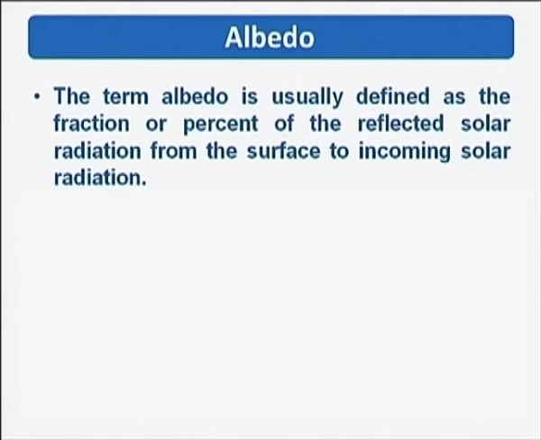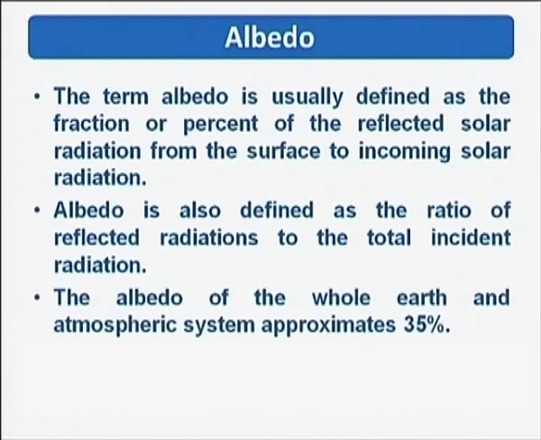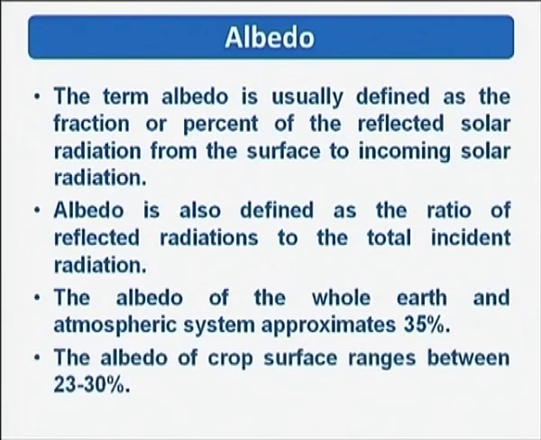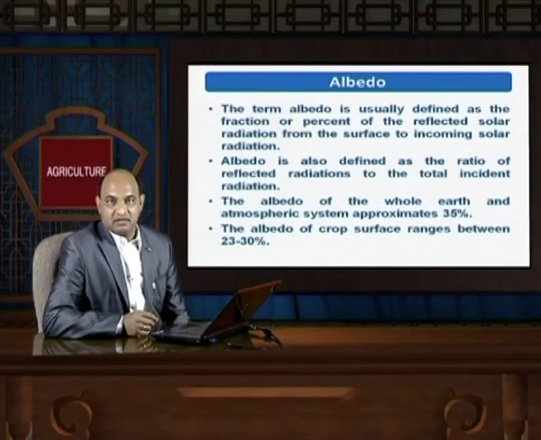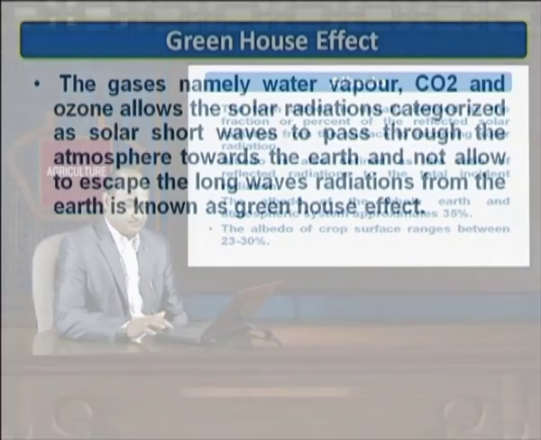Now next is the albedo. The term albedo is usually defined as the fraction or percent of the reflected solar radiation from the surface to incoming solar radiation. So albedo is defined as the ratio of reflected radiation to the total incident radiation. The albedo of the whole Earth and atmospheric system approximates 35%. The albedo of crop surfaces ranges between 23 to 30%. The study of albedo is very important, because it indicates how much of the total solar radiation coming on the Earth's surface is exactly going back.